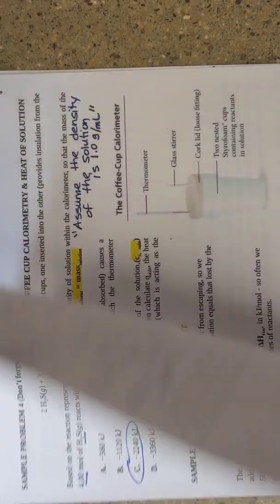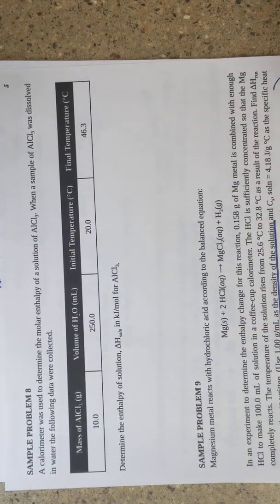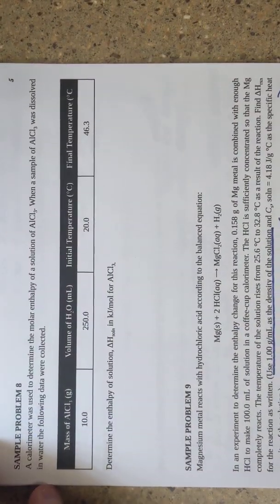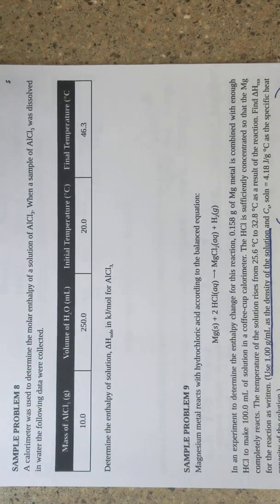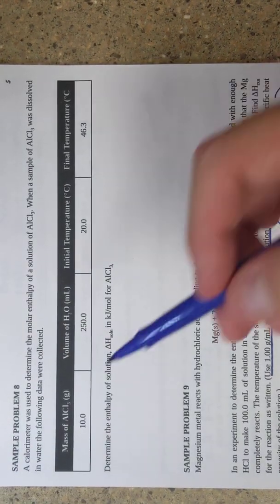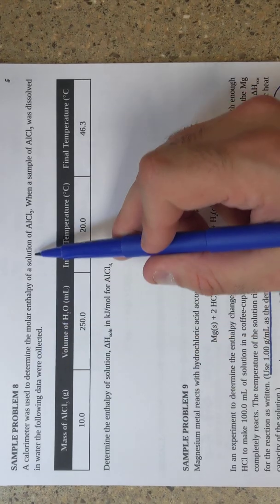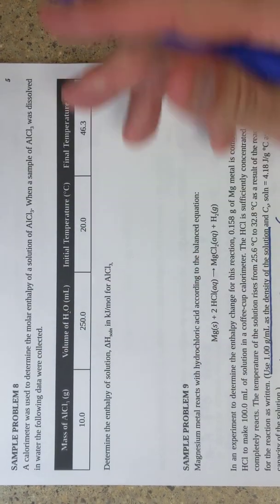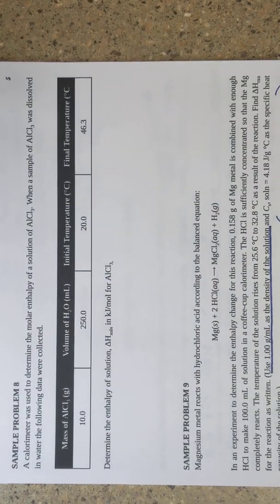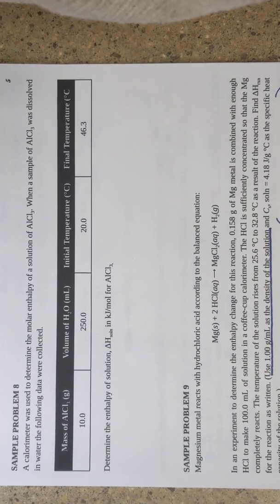I'll also jump over to question number 8 now. Great. Question number 8 is an enthalpy problem. Okay, very simple. We've done this a bunch of times in class. A calorimeter was used to determine the molar enthalpy of solution of AlCl3. Just so you know, we're going to need the molar mass of AlCl3.